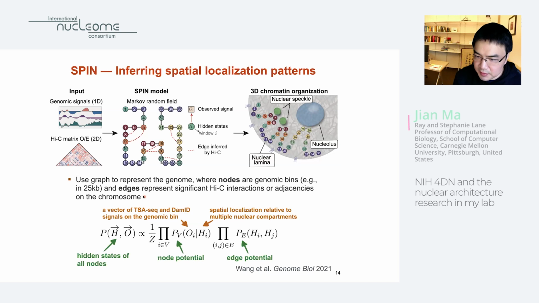And we use this Markov random field, right? So this is probabilistic graphical model basics. What we want to do is to maximize the joint probability based on observed data. O here is the observed data, and H is the hidden state. So there are node potentials and edge potentials. The parameters can be estimated through expectation maximization. And eventually the hidden states can be inferred using the loopy belief propagation algorithm.